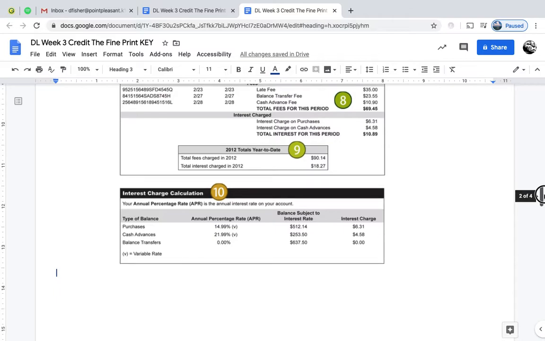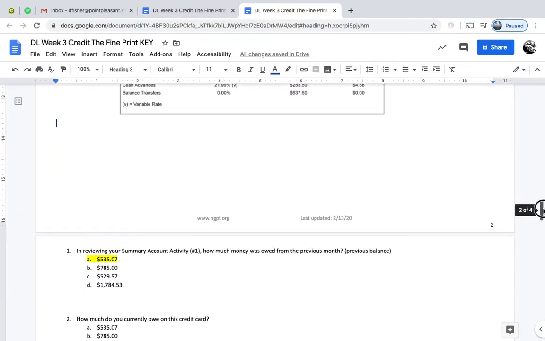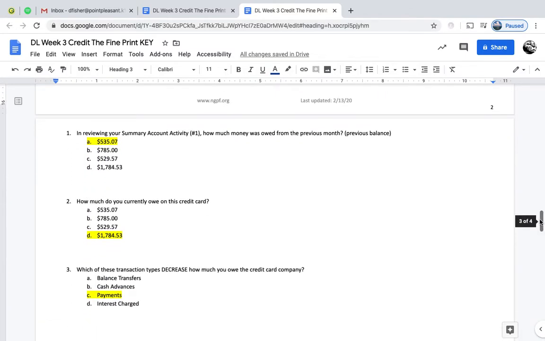Cool. Let's go through the questions. And the reason I wanted to do this with you is a couple of these are real tricky. This one was obvious. This was how much they owed from the previous month. It's not exactly accurate because they did pay the $450, so this is a tricky question. Okay. How much do they currently owe? That's the balance on the card.